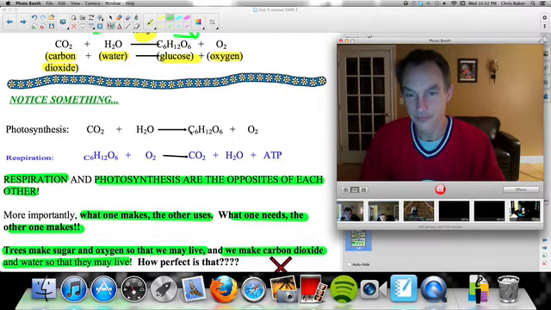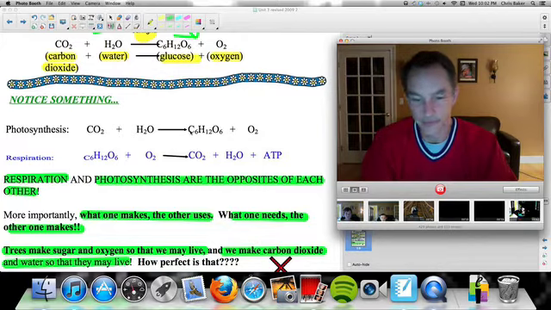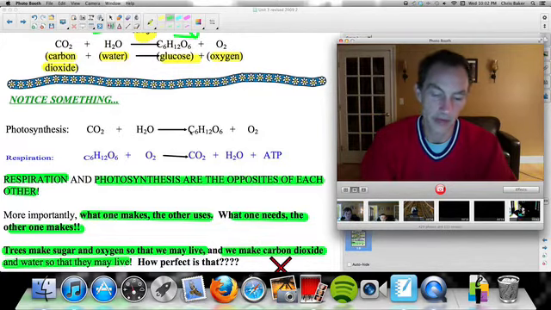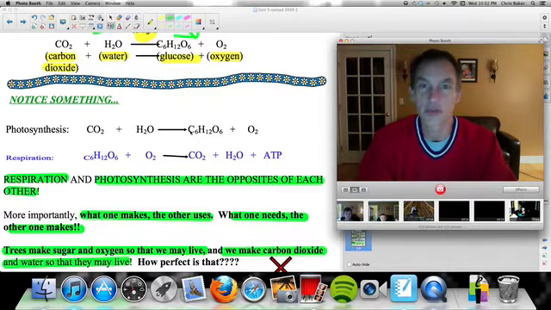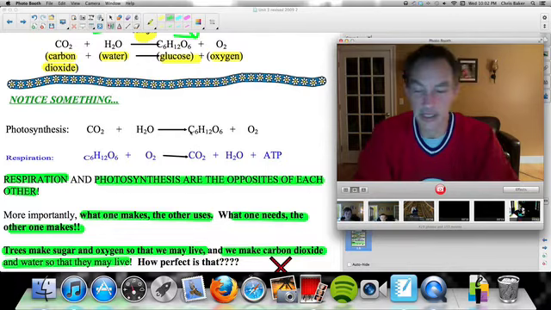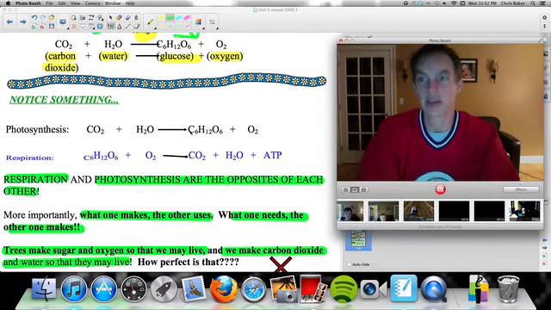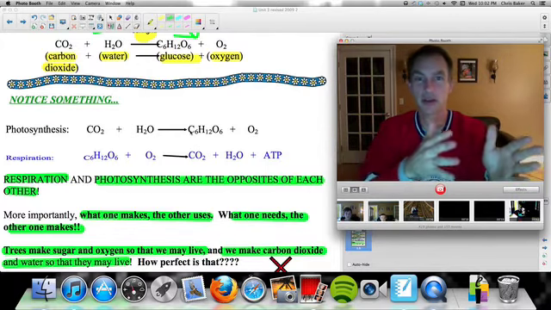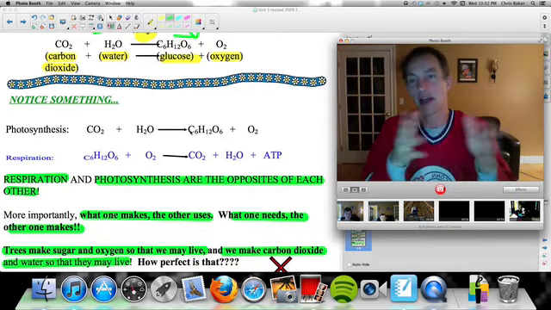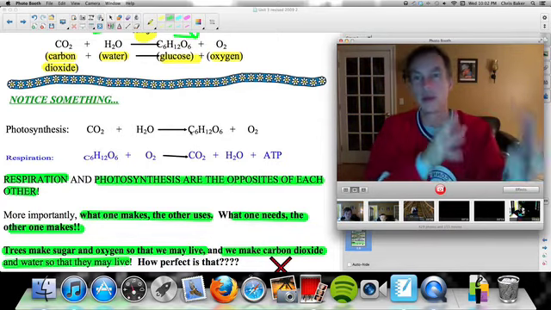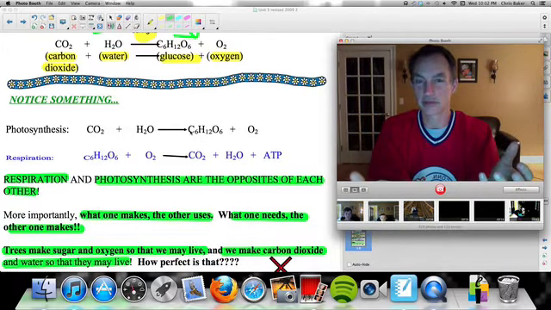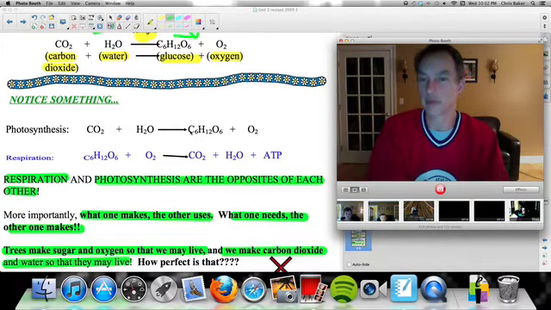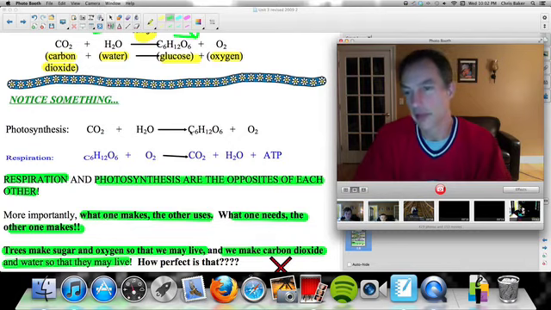Okay? But ultimately, what I want you to understand is what I know the state wants you to understand, and it's what the CMTs want you to understand. And that's that photosynthesis and respiration are sort of the opposites of each other. They complement each other. What one makes, the other one uses, and what one needs, the other one makes. And that, basically, is 3-8.